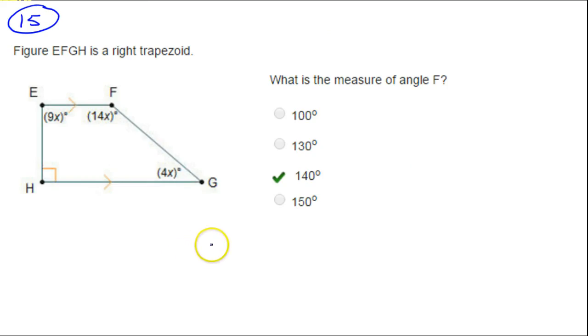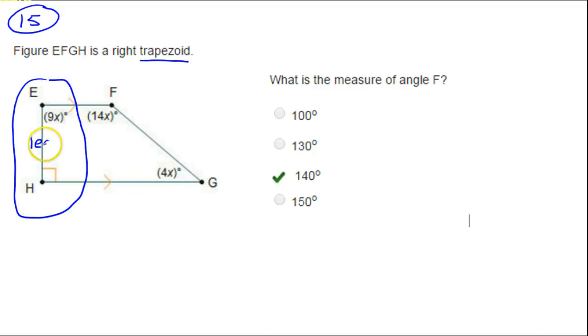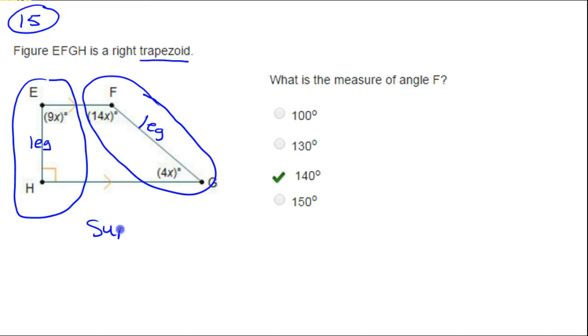All right, this will be the last problem of the lesson. This is number 15. We're told it is a trapezoid. Now, because it is a trapezoid, one of the properties that we discussed was that consecutive angles, or I think we actually called them leg angles, because this is a leg and this is a leg, leg angles are supplementary. So I can pick any one of these and make an equation out of it. I know they are supplementary.